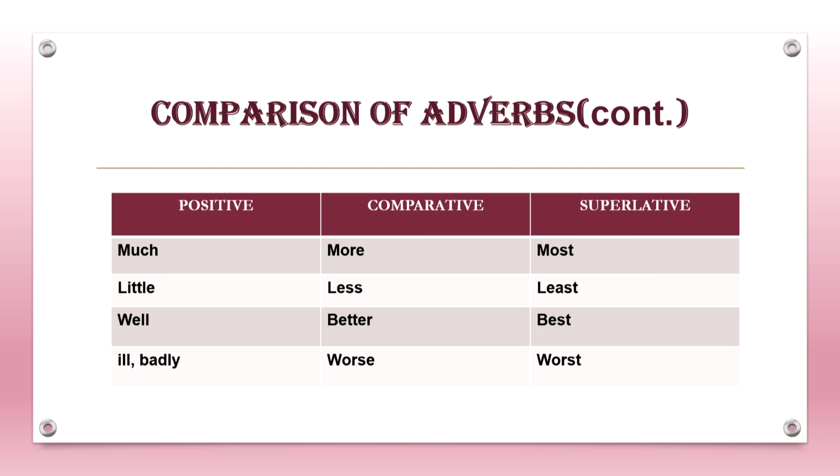Now, next, some adverbs form the comparative and superlative degrees irregularly. For example, much, more, most, little, less, least, well, better, best, ill, badly. So, its comparative would be worse and superlative worst.